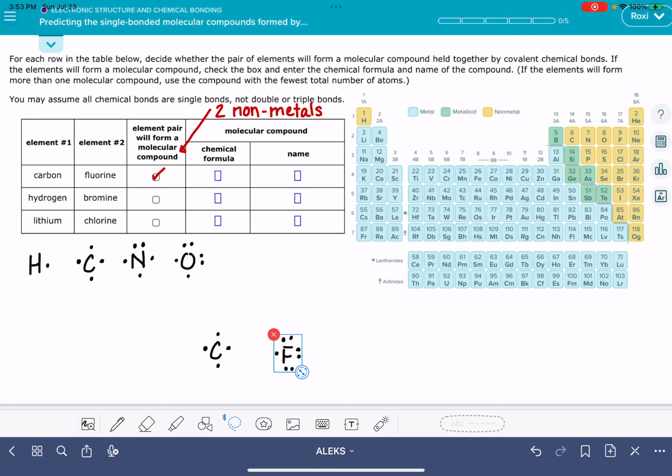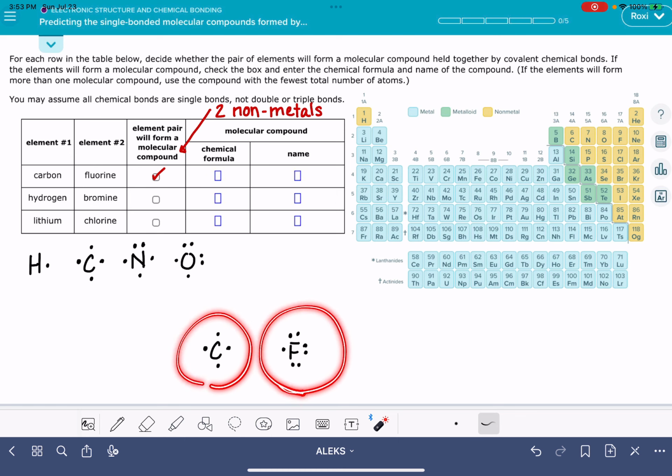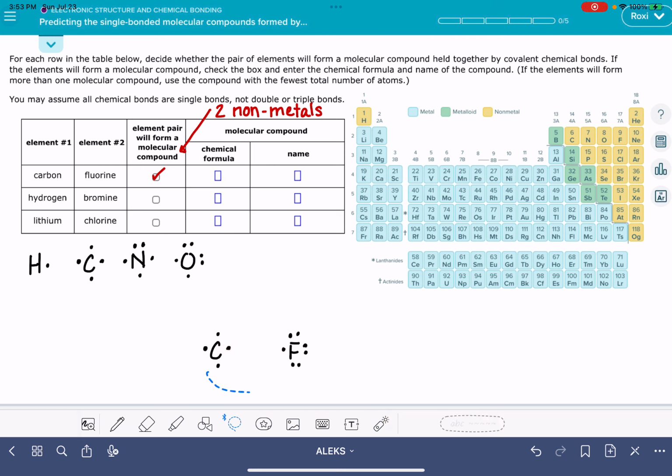Somewhere in this problem, it tells us that all of the bonds are single bonds in these compounds. Here it is. Assume that all the chemical bonds are single bonds, not double or triple bonds. That's going to make this problem really easy. So what we're going to do is take the Lewis dot structures of our two elements. Everywhere that you have a single electron, you are going to need to pair that single electron up with a single electron from one of the other types of elements. So if I have a single electron on the carbon, I need to pair it up with a single electron on the fluorine, and we're going to do that just with a bond.